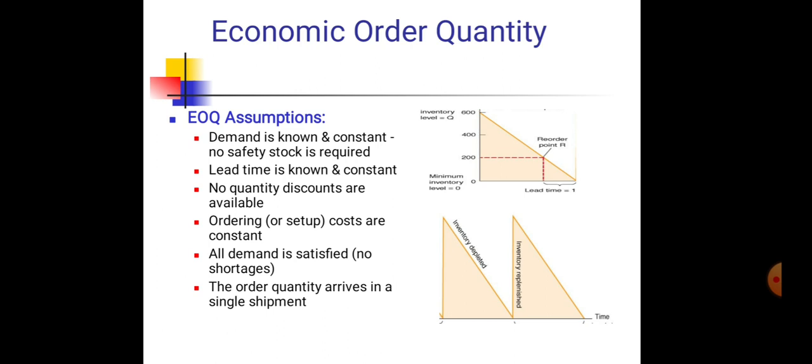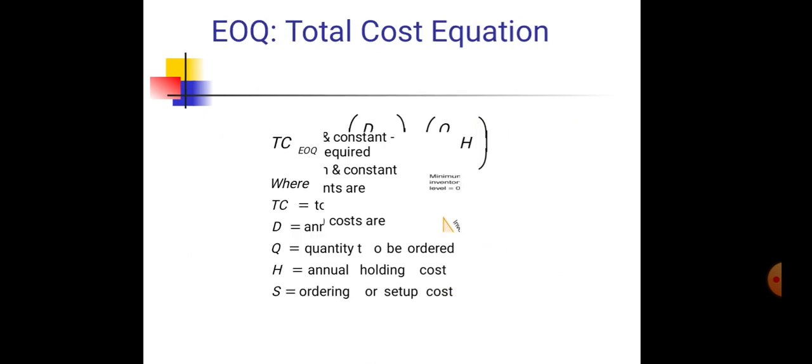No quantity discounts are available. Ordering or setup costs are constant. All demand is satisfied and there are no shortages, which means shortages are not considered while determining EOQ. The order quantity arrives in a single shipment. Whatever the order quantity, it arrives in a single shipment and is then consumed. Then again inventory is replenished in a single shipment. So these are some assumptions you must consider before calculating EOQ.